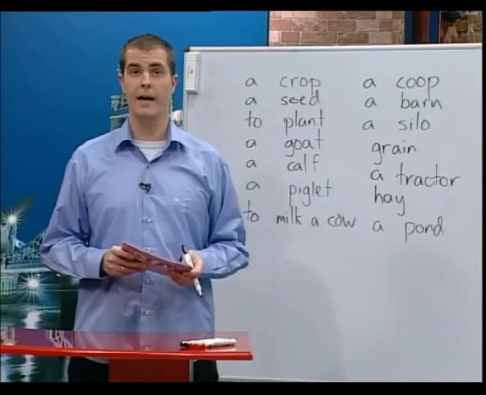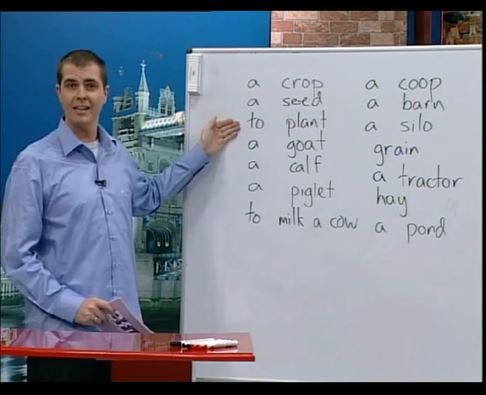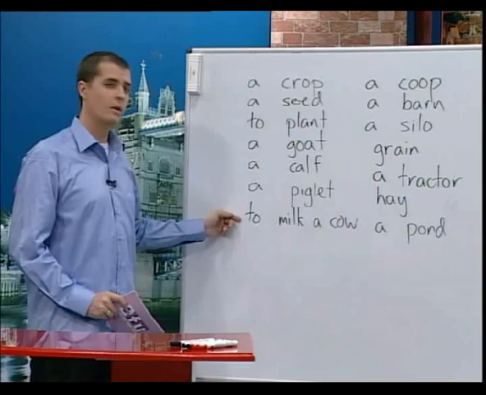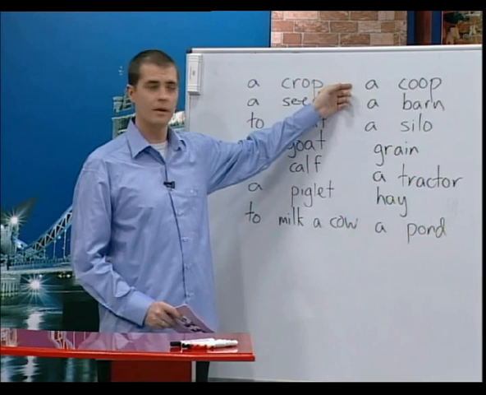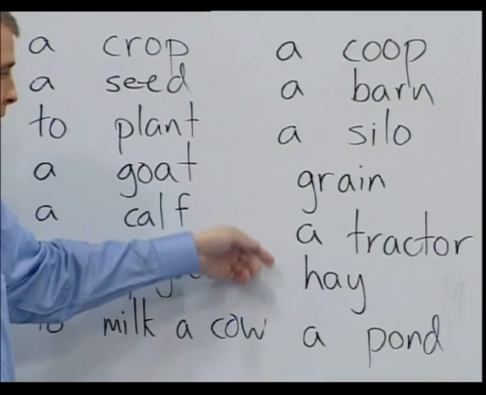So let's repeat these words. First we have a crop, a seed, to plant, a goat, there is a calf, a piglet, to milk a cow, over here, a coop, a barn, a silo, grain, a tractor, hay, and a pond.